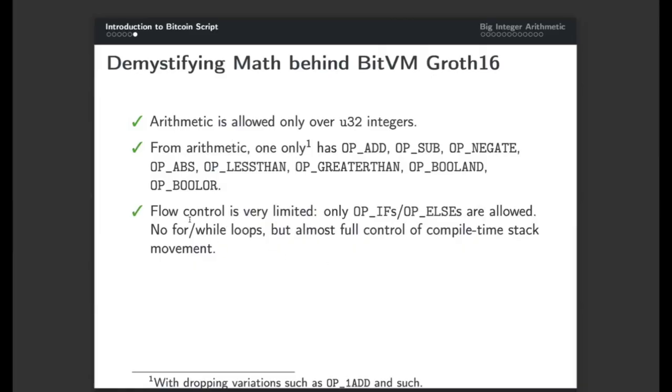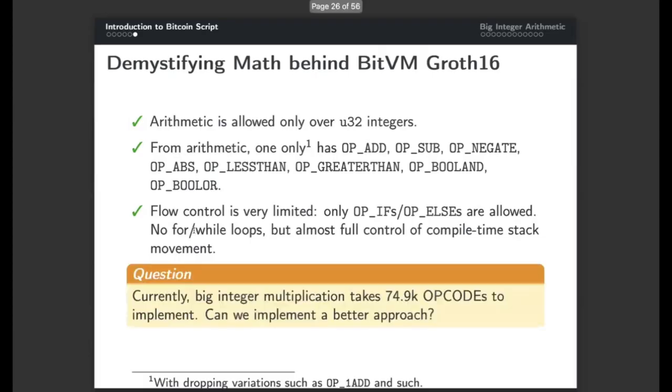For that reason, the Bitcoin script is not Turing-complete in particular. So you cannot do any for or while loops. But in case you know the length, say, of the for loop, you can actually use it, but that's just going to be a repetition some number of times. So currently, the big integer multiplication takes roughly 75,000 opcodes to implement. And so the goal of our research is, can we implement a better approach?